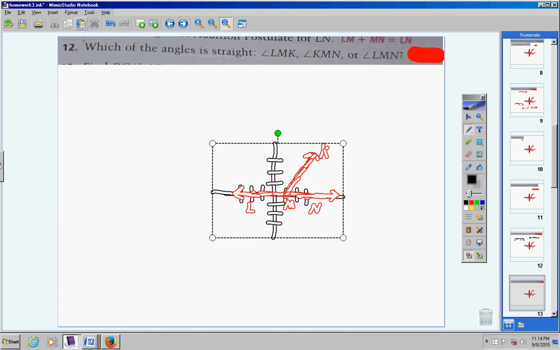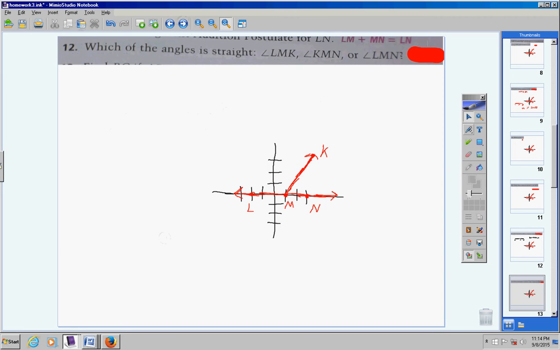Alright, number 12. Which of the angles is a straight angle? Well, guys, look, here's a straight angle right here, but M's in the middle, okay? So we're going to have to call it angle LMN or angle NML. You cannot get those out of order. This is a straight angle right here, okay? We have M right here. We have N right here. L right here. That's a straight angle.